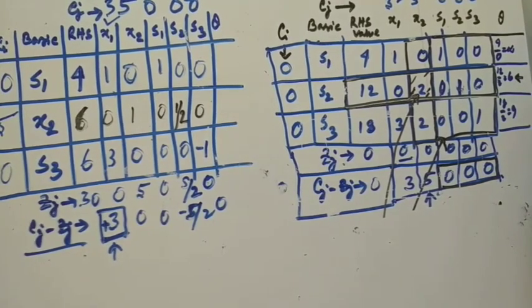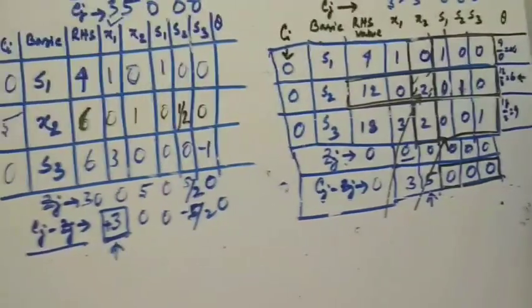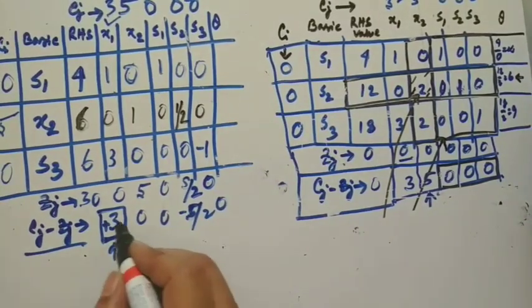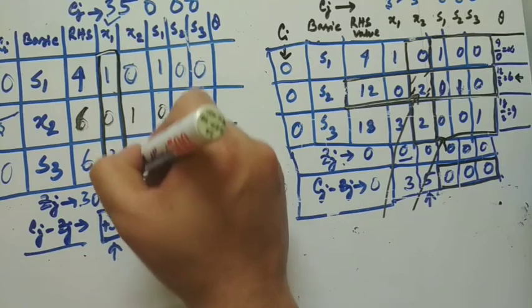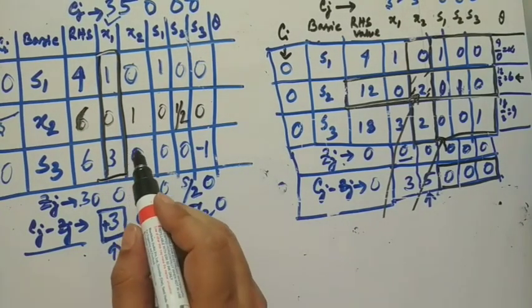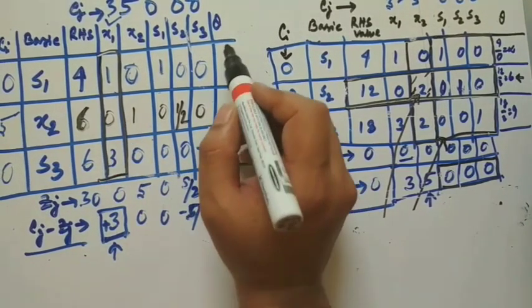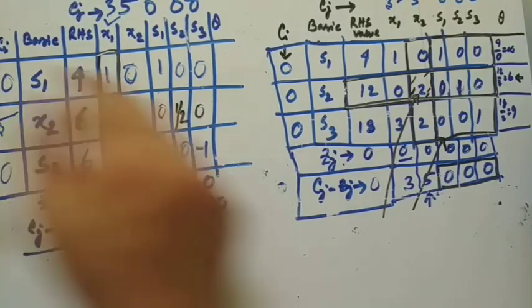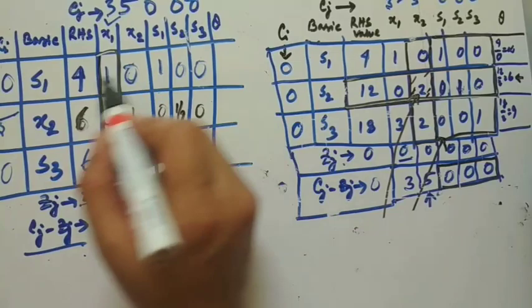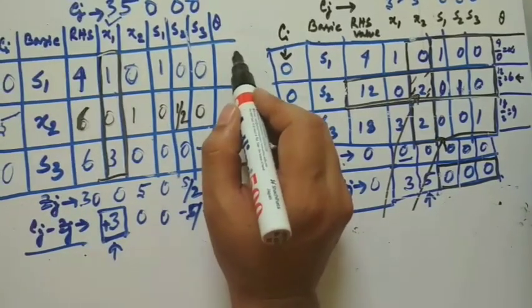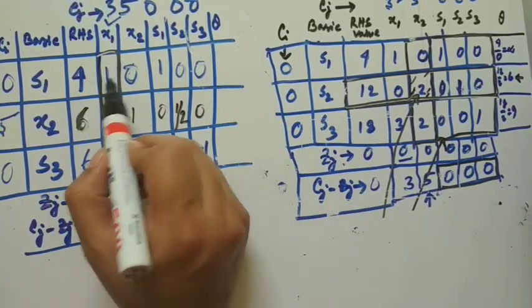Okay. So I will write it as this one is your key column, and next procedure we have to construct the theta column, that is the replacement ratio, you can say. So calculating replacement ratio, you have to divide the RHS value by key column.